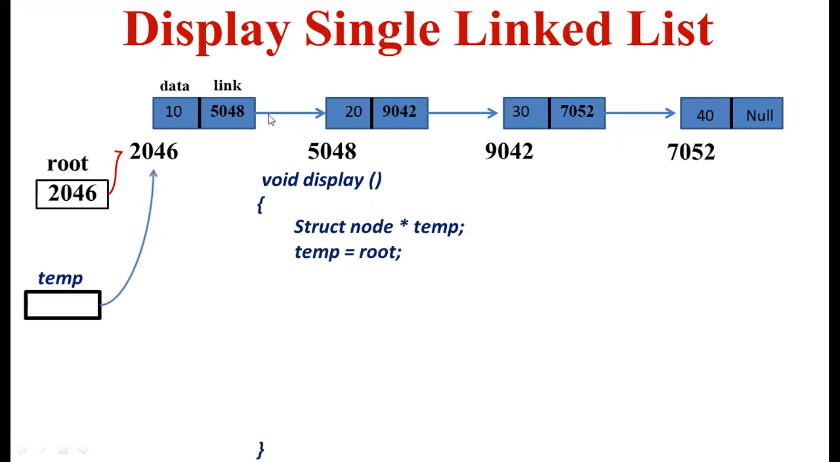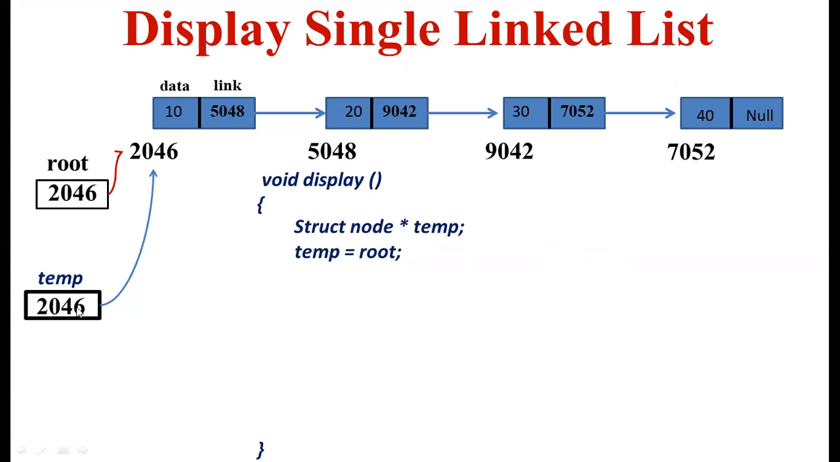When we store the root variable into temp, here the address 2046, when we say root is equal to temp, root 2046 value will be stored here. So the temp gets one memory location at some location and inside the temp the root value will be stored. So what is the root value? The root value is 2046. So that 2046 is stored here.